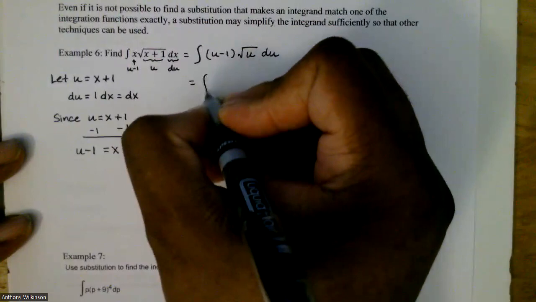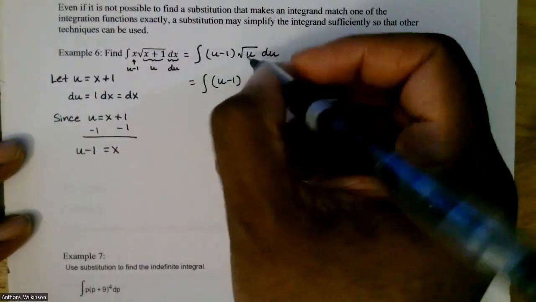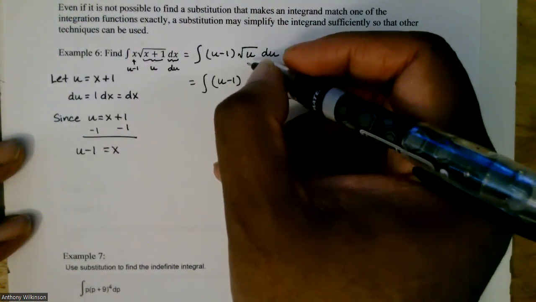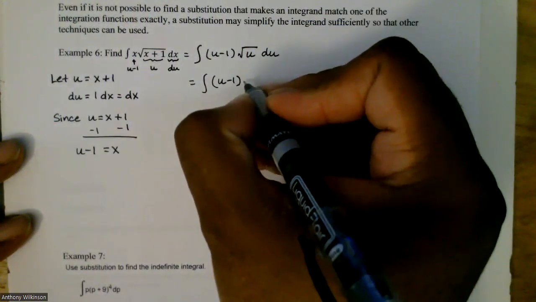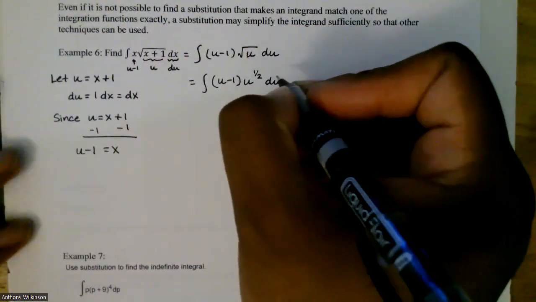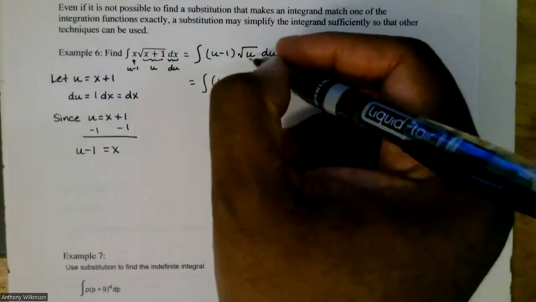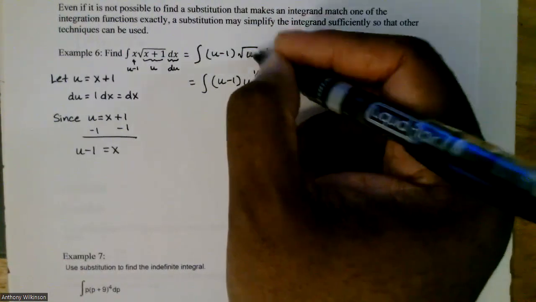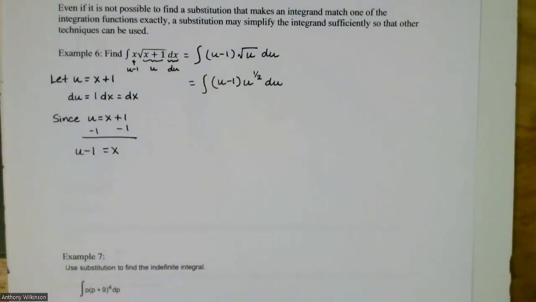Now, let's simplify this. I'm going to bring down u minus 1, the integral of u minus 1. I'm going to write the square root of u using rational exponents. That would be u to the 1/2 power du. Because if you remember the square root, the exponent for the u is the understood 1. This index here is the understood 2. That would be your denominator. So the square root of u will be u to the 1/2 power.